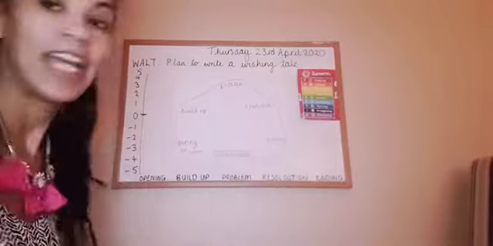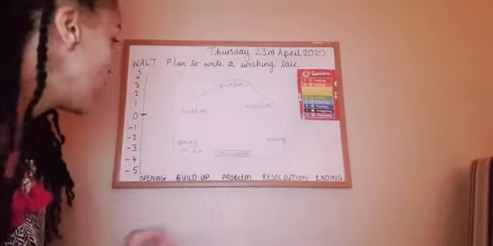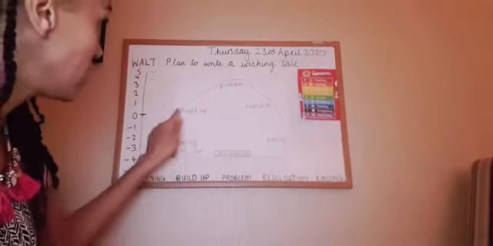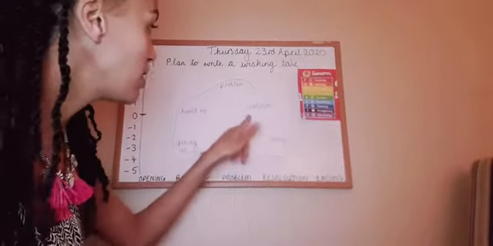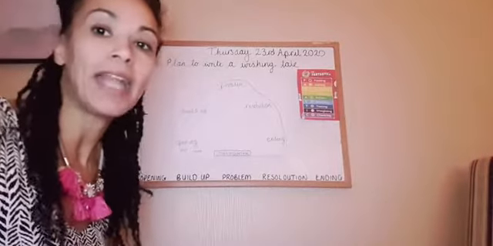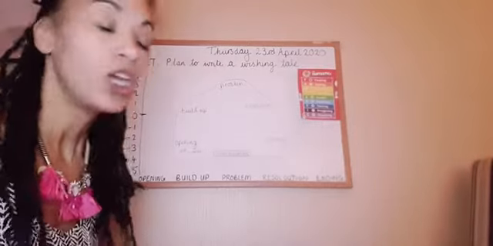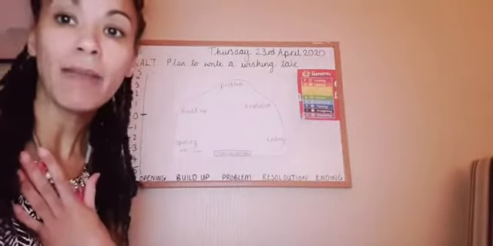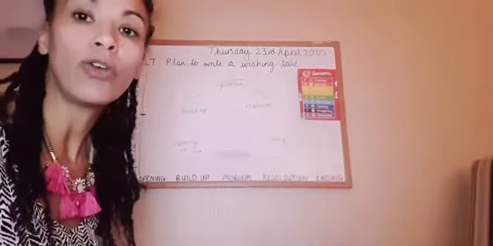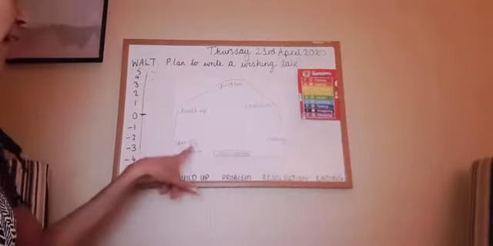Okay, so here is my story mountain. The words might be a little bit hard for you to read, but I'll read it out. So we've got our opening, our build-up, our problem, our resolution, and our ending. I'm going to plan a brand new story and you can plan along with me. You can either keep my plan or you can change it and do your own plan as we go.